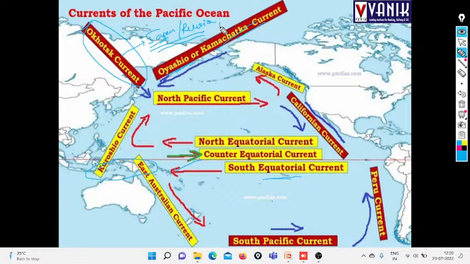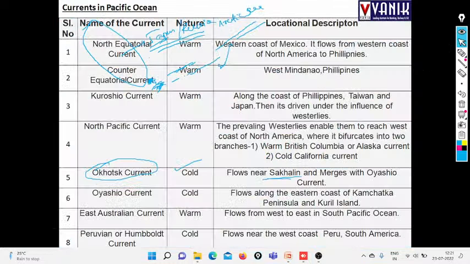This comes from the Arctic Sea. Okay, this comes from the Arctic Sea. That's why it is very cold. This comes and it flows near. This is your Okhotsk current, and the Oyashio current is merging with the Okhotsk current. Okay, these both are cold currents. That's why I have written here, it flows along the eastern coast of the Kamchatka Peninsula and the Kuril Islands.